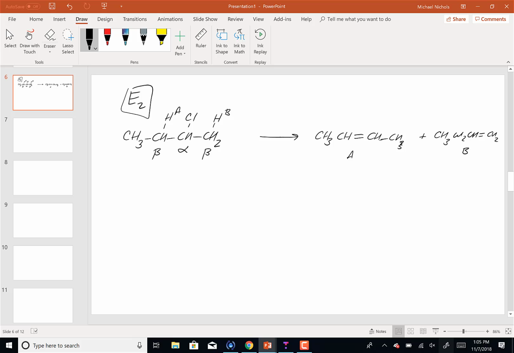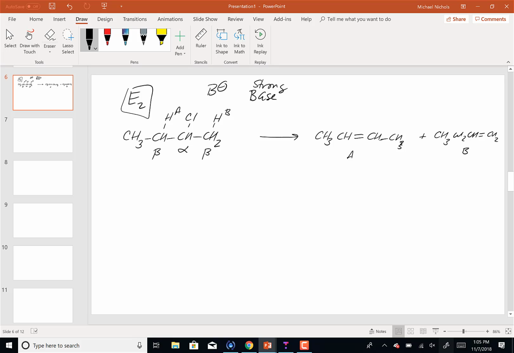In E1, if your beta carbon has a hydrogen, it could be lost. Not necessarily the case in E2. So I'll come back to that. So what's the difference? Well, this is bimolecular. And so far, how many molecules of reactant do I have? 1. So I need a second molecule. What's that second molecule going to be? It's going to be a strong base. And that strong base I'm going to call B- for the moment. So that's the second molecule to make this bimolecular.